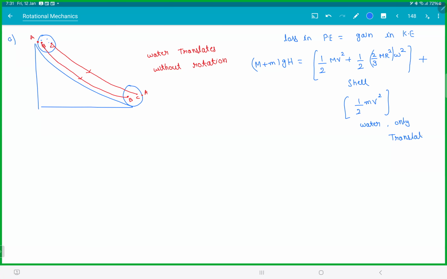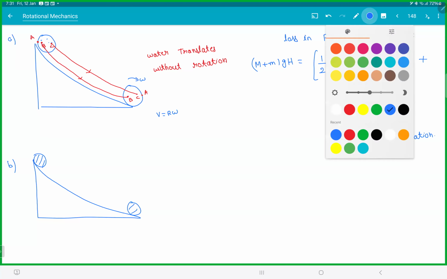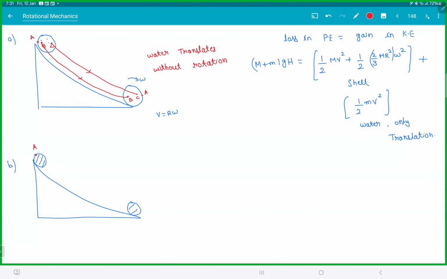Whereas in the B part, V is equal to R omega. That is anyway there. This has become an ice ball, so the whole thing will rotate. So if you choose this point as A and this point as B, after some time, if A comes here, B also will come here. A and B will be together.